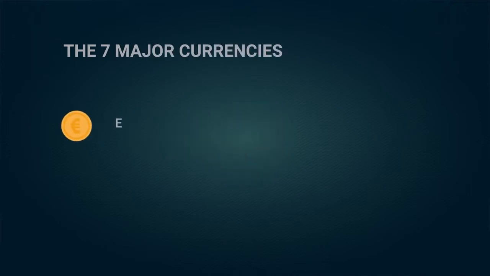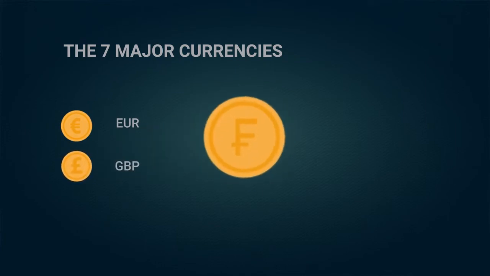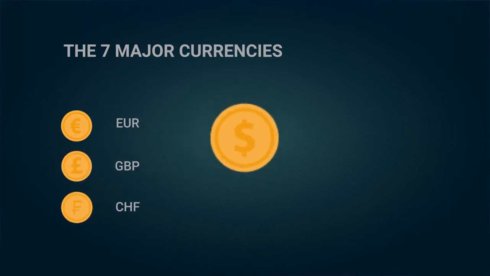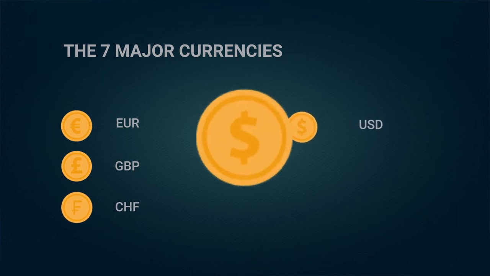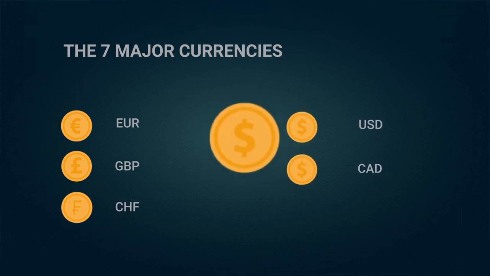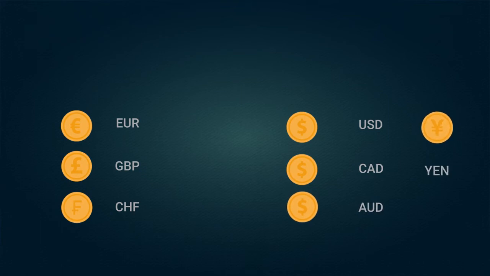The 7 major currencies exchanged in the Forex and CFD market are the Euro, designated as EUR, the British Pound, GBP, the Swiss franc, CHF, and the US dollar, USD. We also trade the Canadian dollar, the Australian dollar, and the Japanese yen.